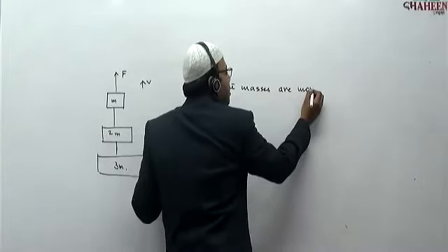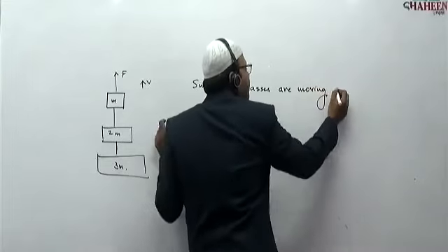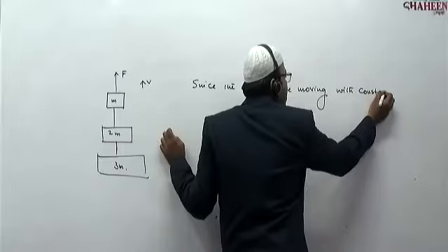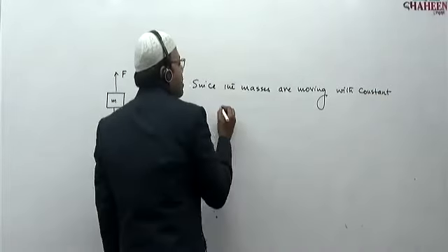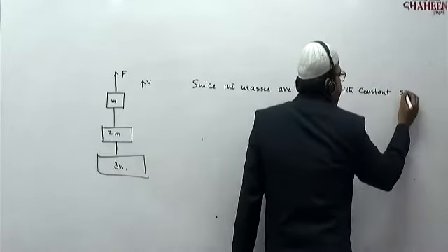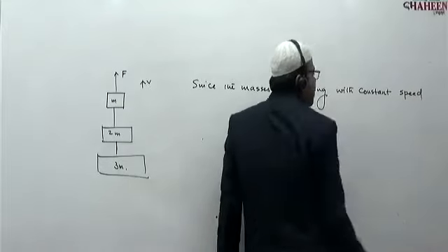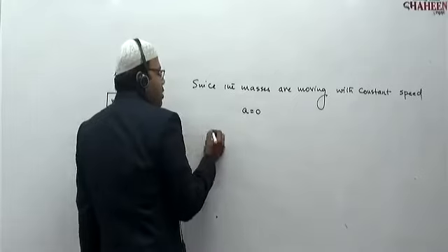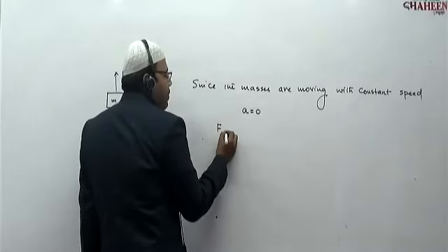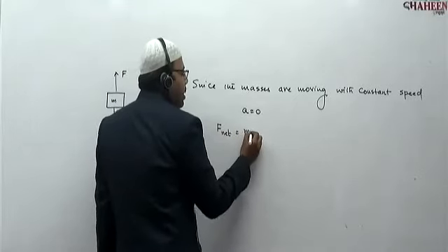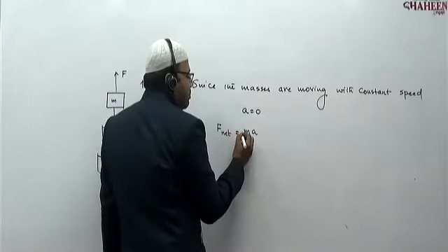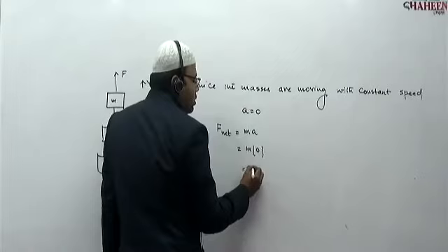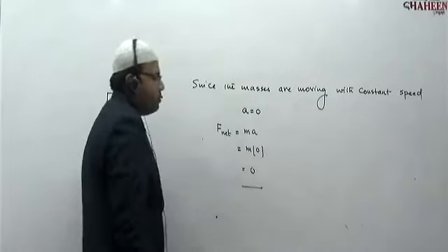are moving with constant speed, the acceleration is zero. So what is the force? That is F net. F net is equal to ma. So it is m, and a is what? 0. So it is 0.